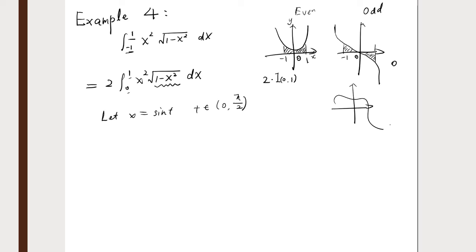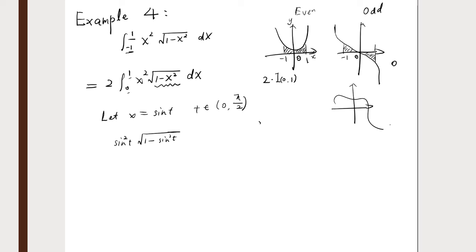Okay, so let's replace the original integration in 3 steps, okay? So the first one is to replace the integration expression. So we have x equals sine t, so x squared will be sine t squared, okay? And also here, we have 1 minus sine t squared, okay?